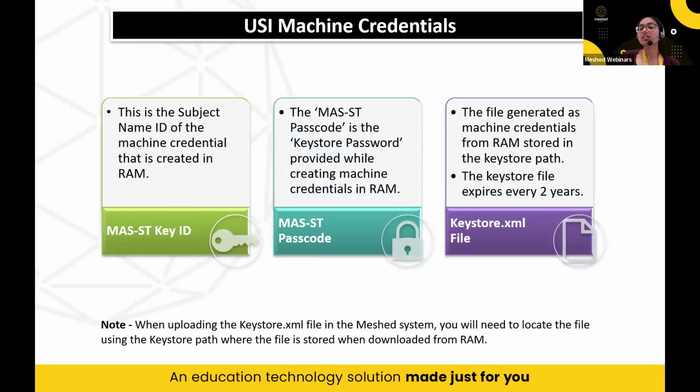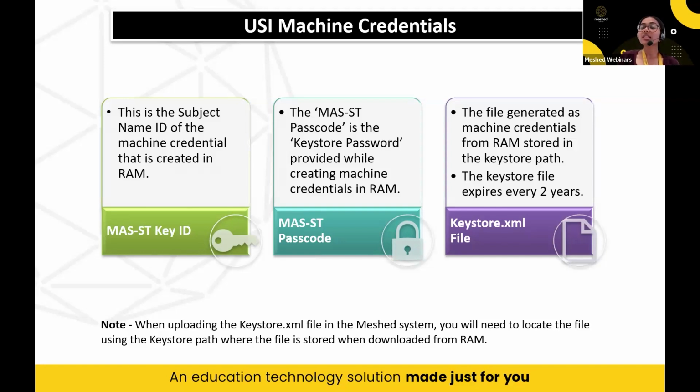And finally, we have the keystore.xml file. This file is actually the machine credential or the file that you download from RAM. Once you download the file, you need to upload that file in the mesh system. Usually, whenever you create this file in the RAM, there is a default location or a path that will be populated. It's recommended not to change that key store path, but if you change it, make sure you record it somewhere, because locating the file sometimes can be a problem.